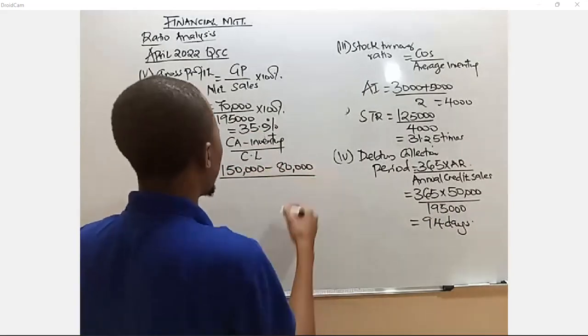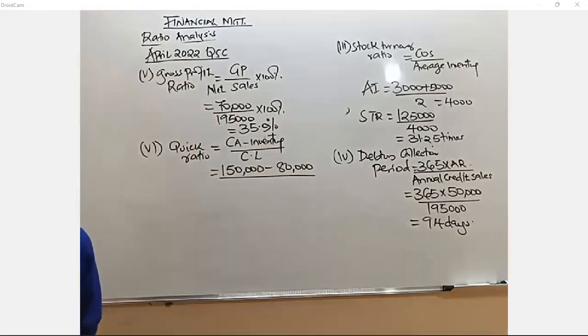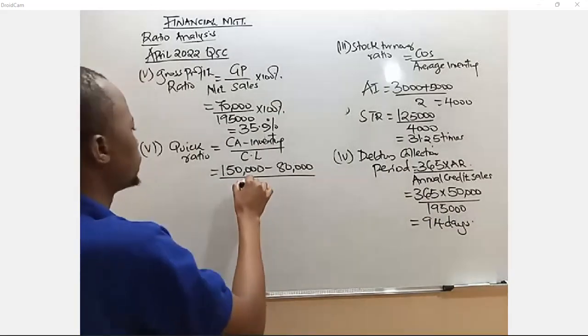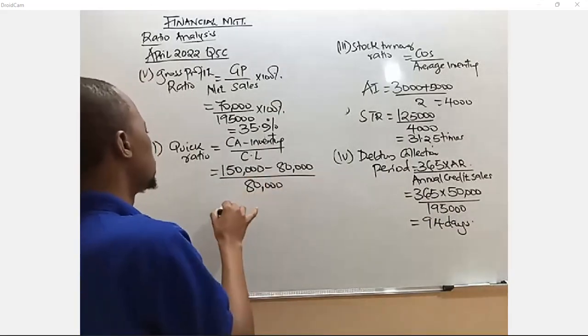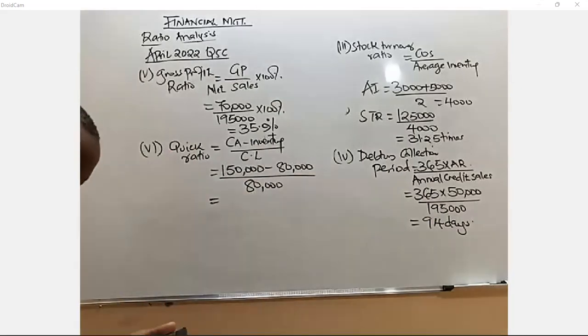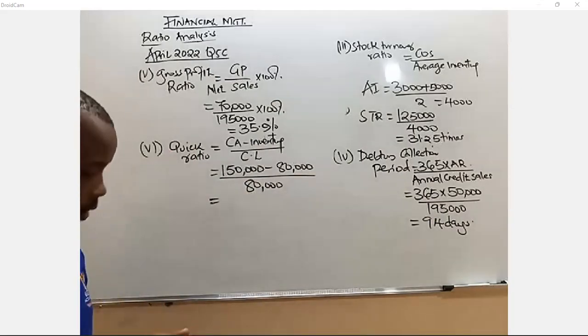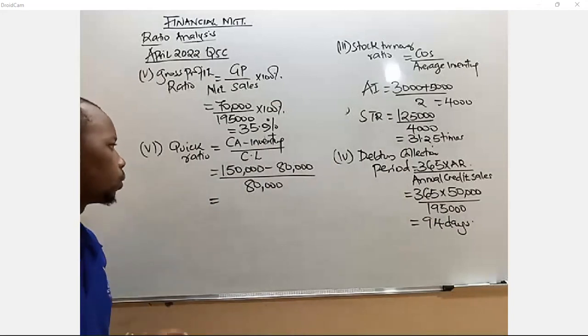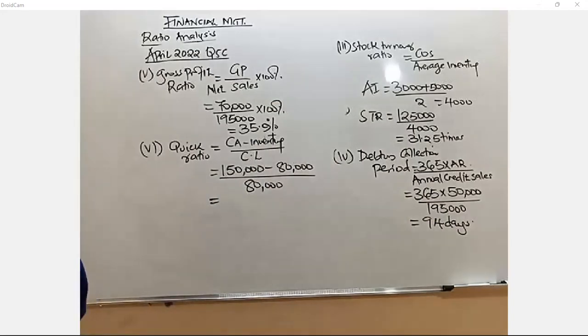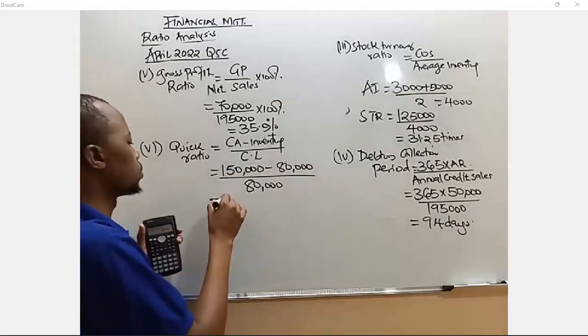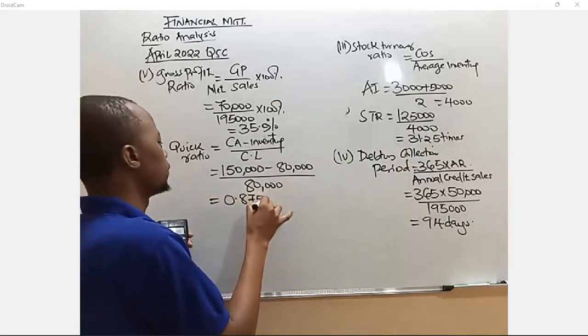What about the current liability? The current liability we are given somewhere down there. The accounts payable is the only current liability we have, which is 80,000. So what is your ratio now? It will be 150 minus 80, divided by 80. We are supposed to be getting 0.875.